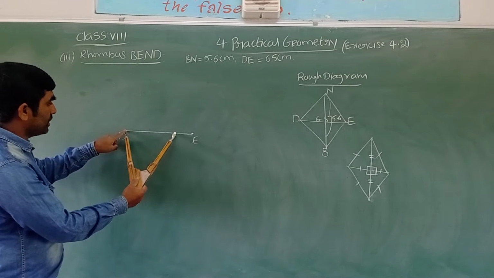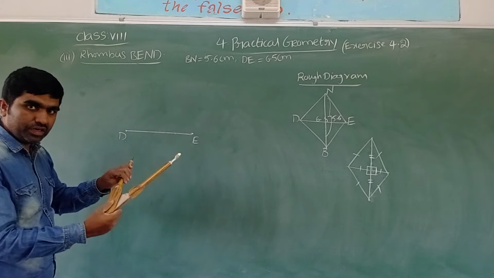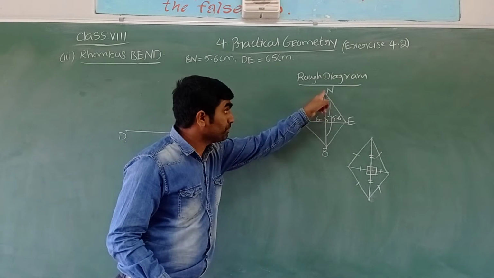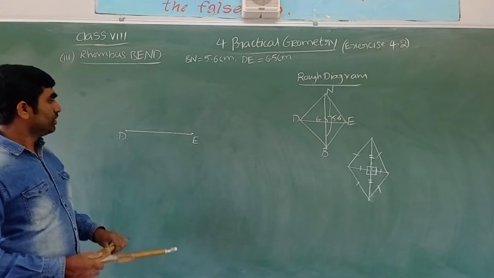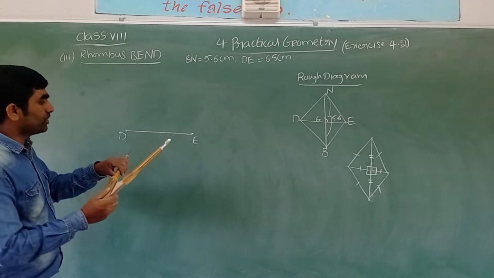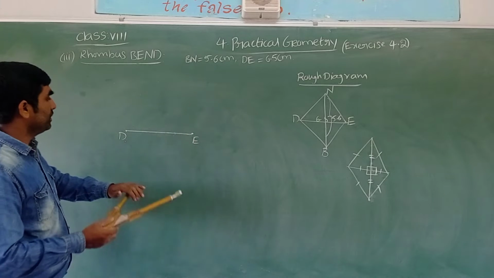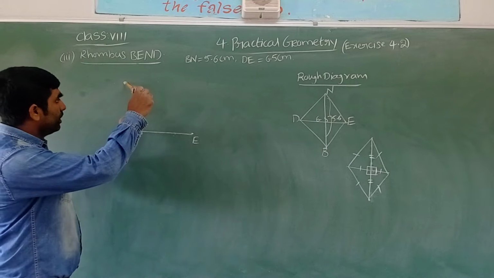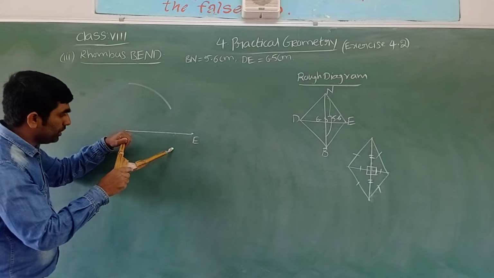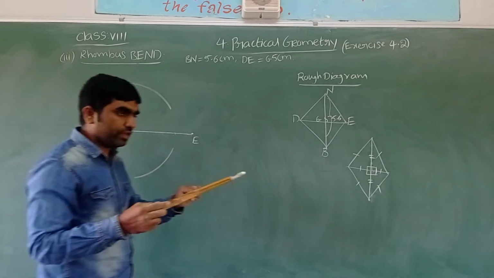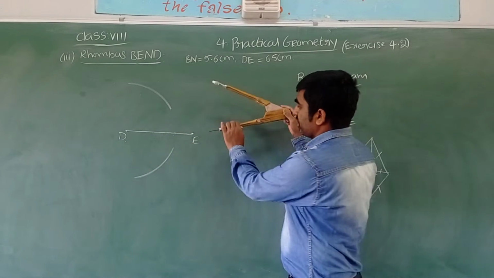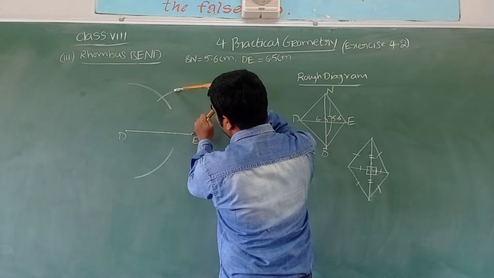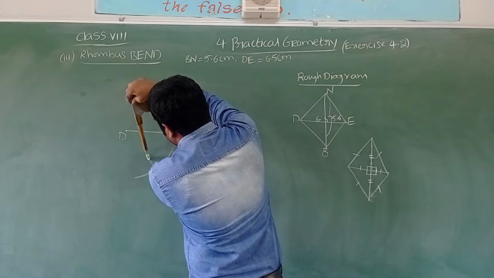Now this is the length which is more than half of DE. So why can we take more than half of DE? To construct the perpendicular bisector. Draw an arc from vertex D above the DE and below the DE. With the same length from vertex E, draw an arc above the DE and also below the DE.